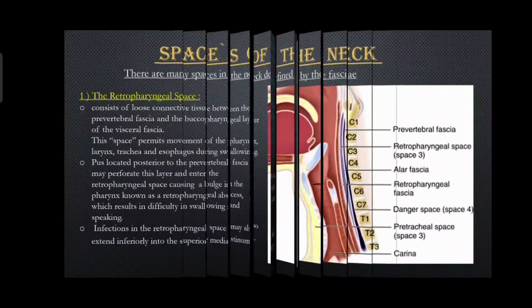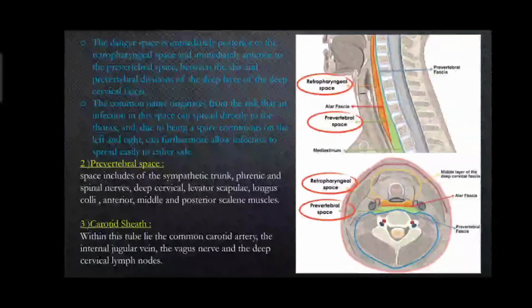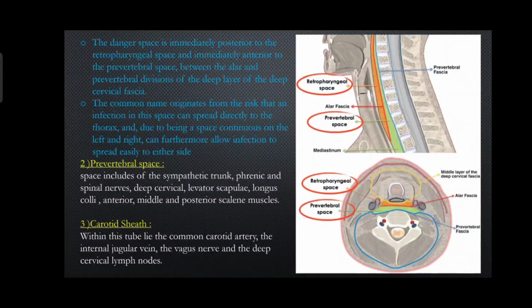Danger space. The danger space is located immediately posterior to the retropharyngeal space and anterior to the prevertebral space. It is known as the danger space because there is a high risk that infection in this space can spread directly to the thorax. Prevertebral space. This space includes the sympathetic trunk, phrenic and spinal nerves, deep cervical, levator scapulae, longus colli, etc. Carotid sheath. Within this tube lie the common carotid artery, internal jugular vein, vagus nerve, etc.